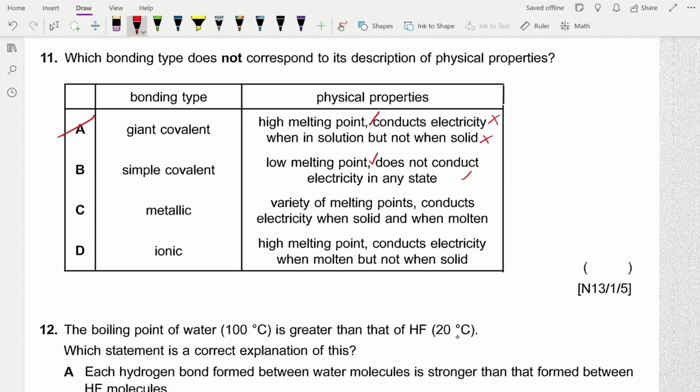they do not conduct electricity because they don't have free moving ions. Metallic have high variety of melting points. That is correct, ranging from low melting point like the group 1 metals and also gallium or mercury, and it conducts electricity in solid and molten. Ionic bonding type have high melting point, strong electrostatic force, and conducts electricity when molten because the ions can freely move but not when solid.